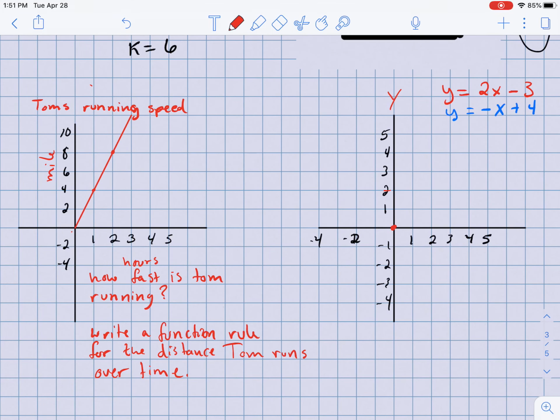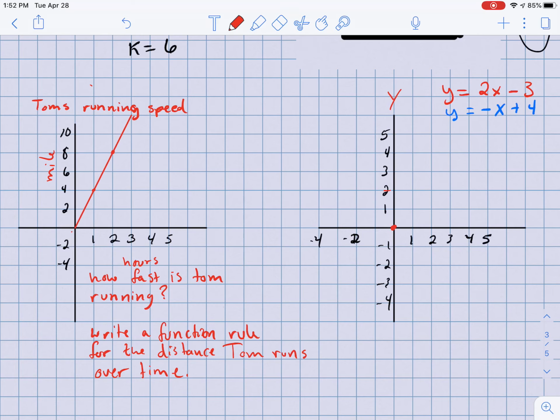All right, looking at using graphs to write function rules and answer questions. So this first one right here on the left, we've got Tom's running speed. Miles is our y, hours would be our x. It's asking how fast is Tom running? Well, running is speed, so that would be miles over hours.